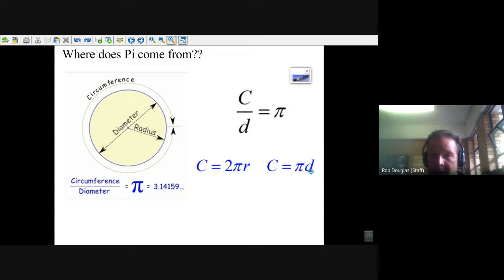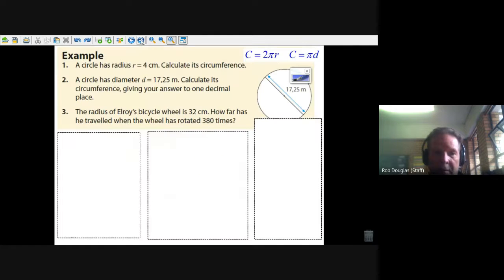Now, one diameter is really just two radiuses. So that diameter you can replace with 2r, giving 2 pi r. It's just another way of looking at the circumference of a circle.